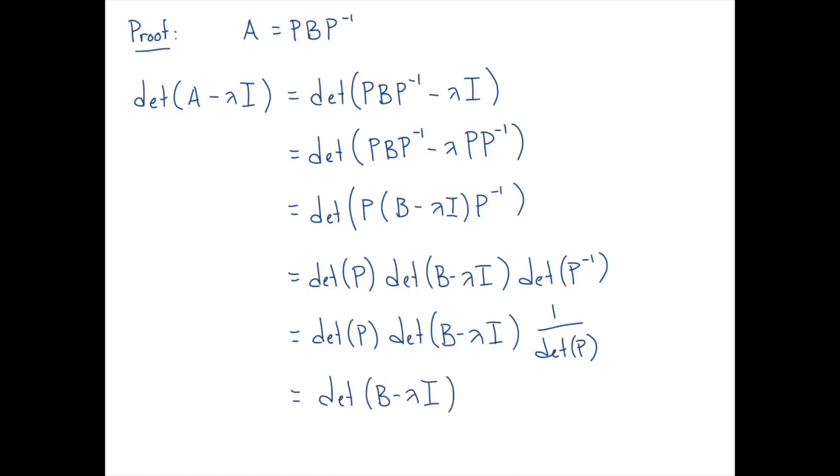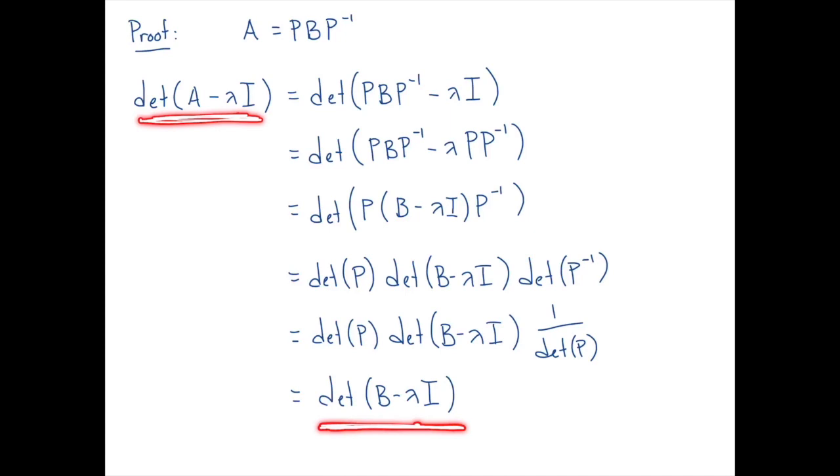But wait, what is that? This is the characteristic polynomial of B. This is the characteristic polynomial of A. What we've done is show that they have to be equal to each other. So because we assumed that A and B were similar, it turns out that they have the same characteristic polynomial.